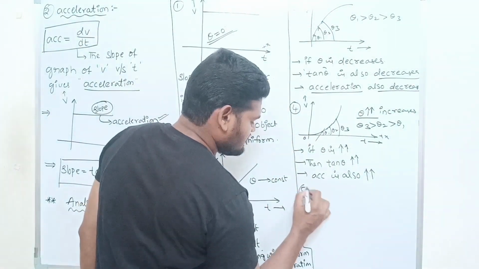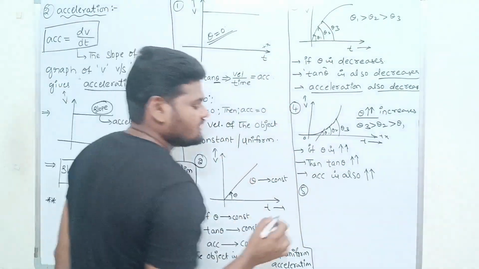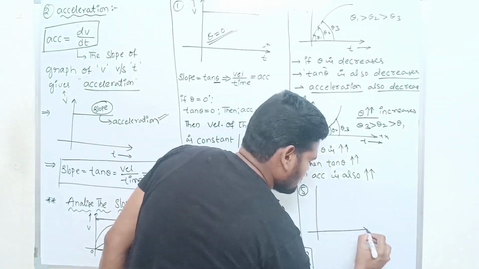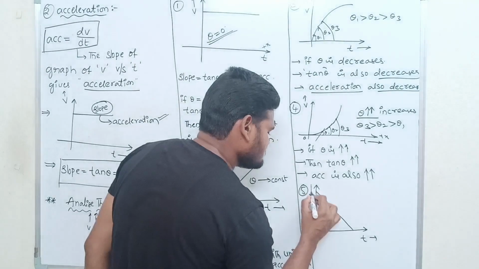Right. So let us see the fifth one. Already we have discussed it in the velocity concept. Okay. Right. What is the fifth one? This is the fifth one. So velocity versus time.